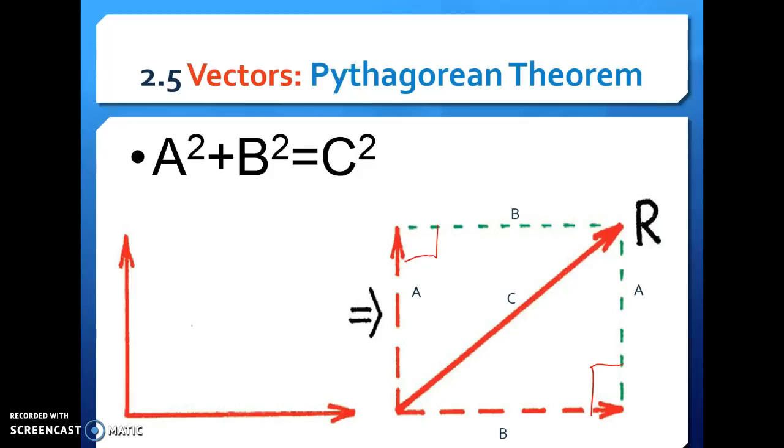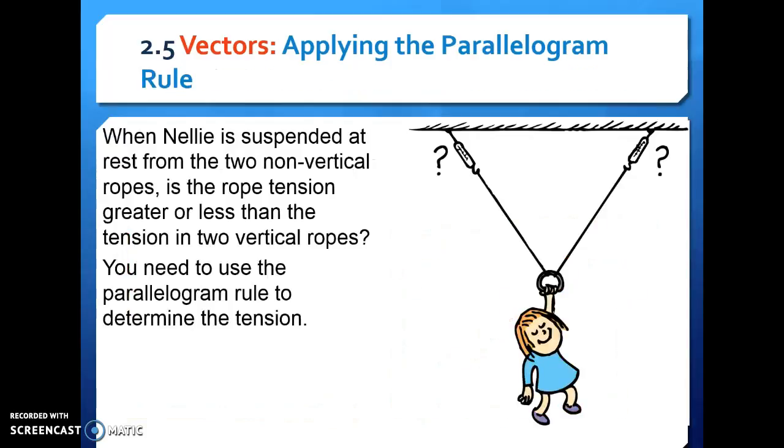Okay, this requires you to set it up algebraically and move your numbers accordingly. This is the toughest part of this chapter. So let's apply all that we've learned.